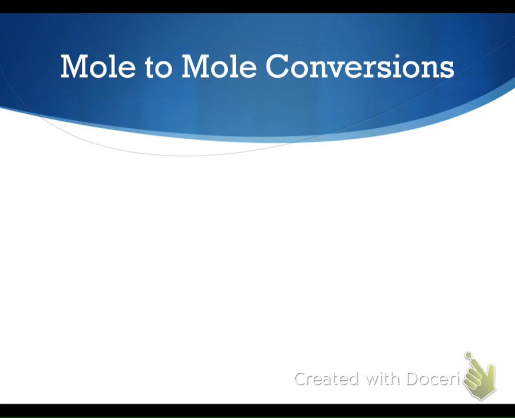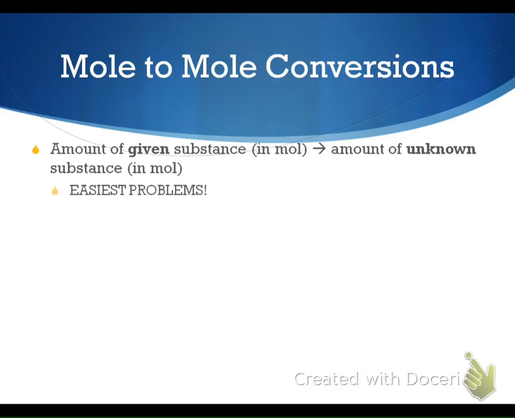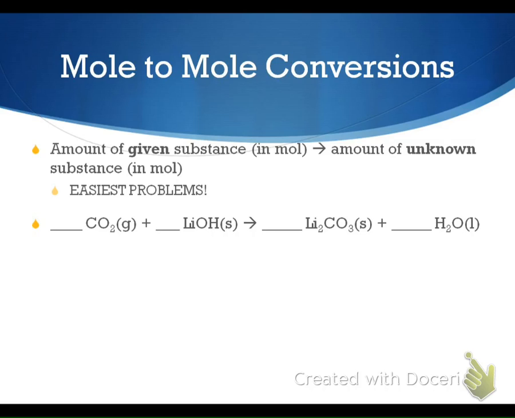We're going to try what we call mole-to-mole conversions. These are our easiest problems. These are if we are given an amount of substance in moles, and we want to determine another amount of substance in moles of one of our other compounds. So these are our easiest type of problems, going from moles to moles. We're going to be given a certain amount of substance in moles, and we want to find the number of moles of a different substance. Maybe one of our reactants or one of our products will be given.